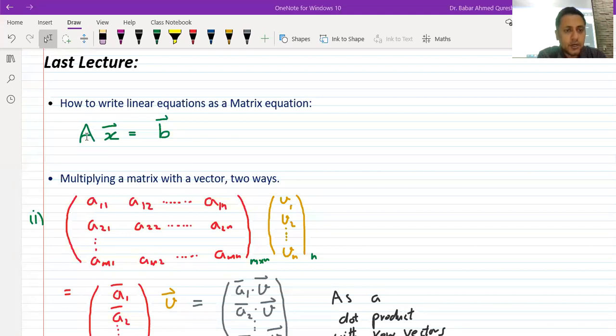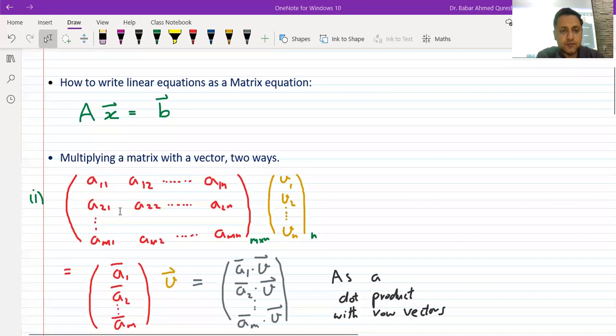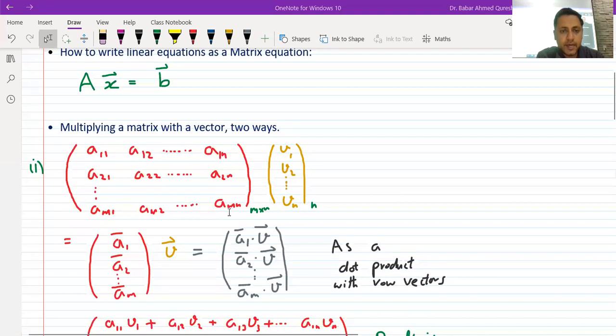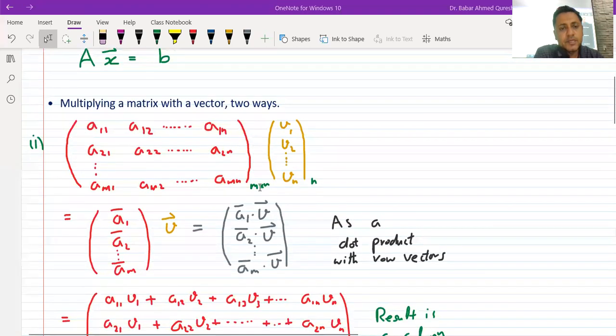And we also saw how to multiply a matrix with a vector, and we did it in two ways. One of the ways was, you have an m by n matrix, you can multiply it with an n component column vector. So the number of columns in your matrix should match the number of components in the vector you are multiplying with.